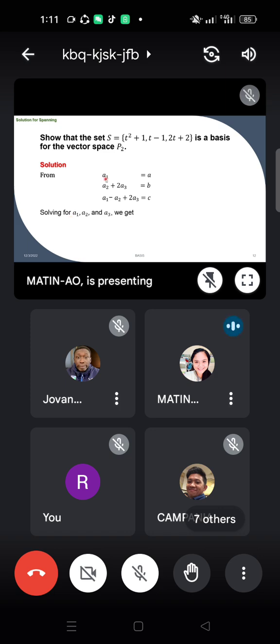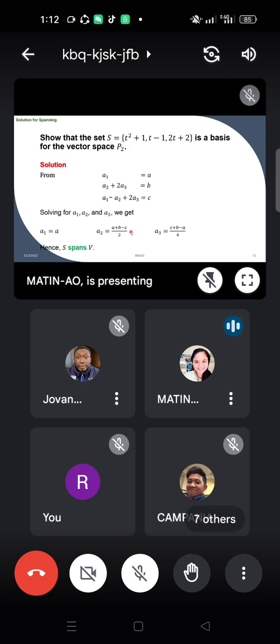From this, we're going to solve for the scalars. Okay, the scalars, right? The a sub 1, a sub 2, and a sub 3. So we get a sub 1 is equal to a, a sub 2 is equal to a plus b minus c over 2, and then a sub 3 is equal to c plus b minus a over 4. Since we get the scalars of this, we can say that S spans P2.